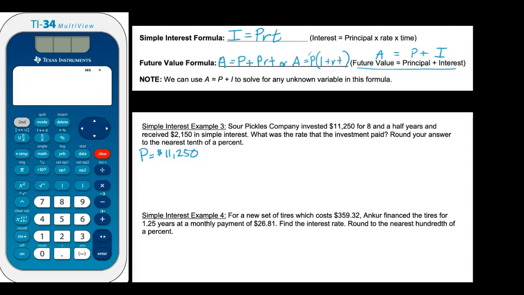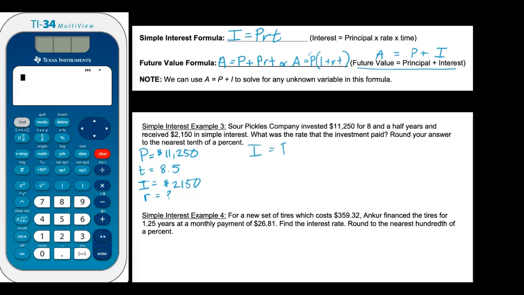So that means time equals 8.5, and then received $2,150, that's simple interest, so that's I. What was the rate? So I'm going to say R equals question mark, because what was the rate that the investment was paid? And so let's go up to our formulas here, and we're going to find one that allows us to plug in all of our numbers and solve for R. And this simple interest formula, it looks like that would do the trick.